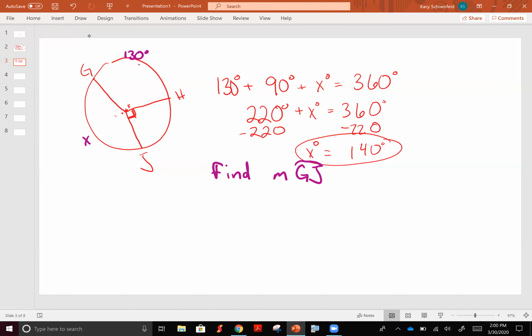Okay, I would do the same amount of work. I would be like, whoa, 130 plus 90, because we still recognize this over here, plus X equals 360. You're not doing anything different, whether it's a central angle or whether it's the arcs. These are the same amount of work. So the other wording for this one could have been, find the measure of angle GFJ.